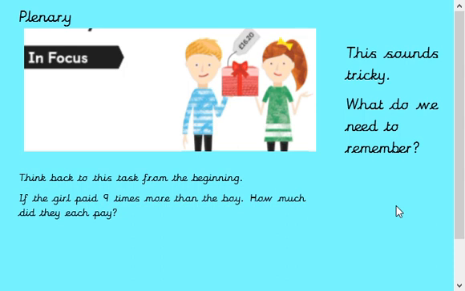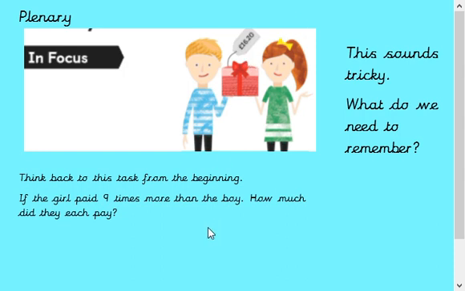Well, if I wanted to set this up as a bar model, then the little girl would have 9 bars, but the little boy would have 1 as well. So if I added up the total number of bars in our bar model, there would be 10. So what we need to think is, £16.20 is the total cost of the present. I need to divide that by 10.